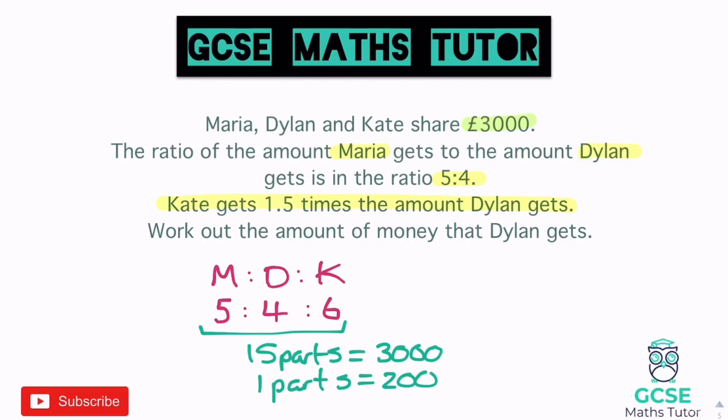We're actually only concerned about Dylan in this particular question. And Dylan gets these 4 parts here. So we can just answer that straight away. Dylan's 4 parts, each one of them is 200 quid. So 4 times 200 gives us £800 for Dylan. There we go, and there is our final answer.